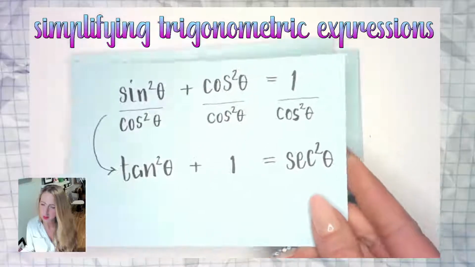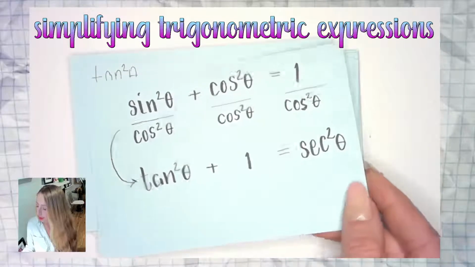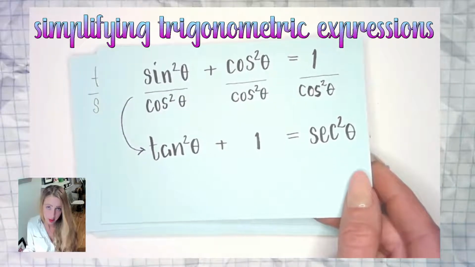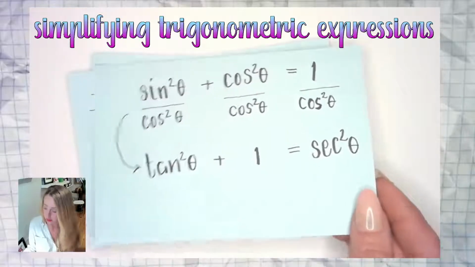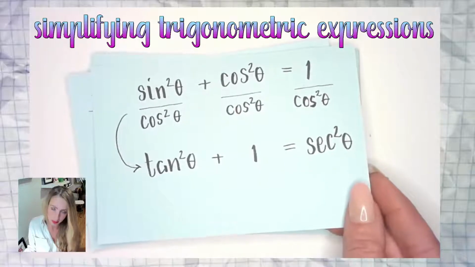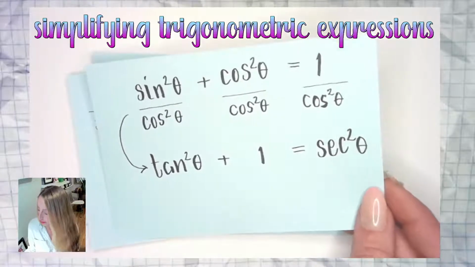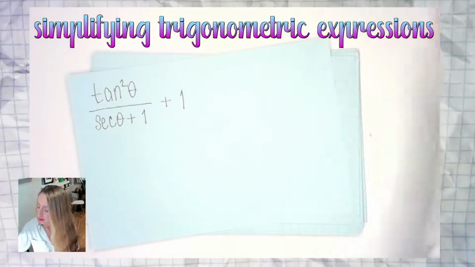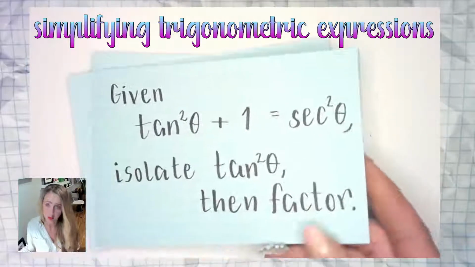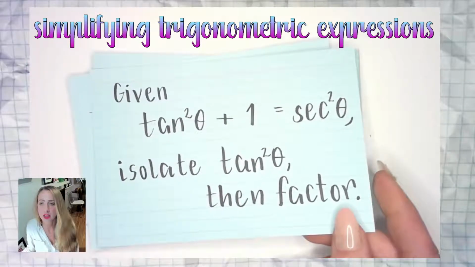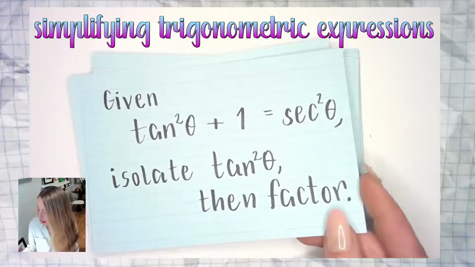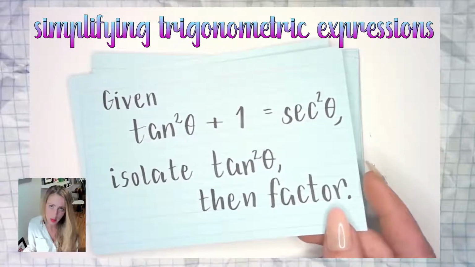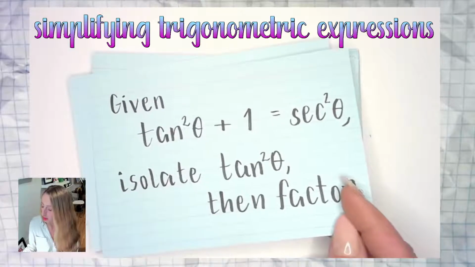So hopefully this is something we are all pretty good at figuring out, or that we know by heart and have memorized. I think it's more beneficial that you know how to figure it out than it is to straight up memorize it, but let's go for 50-50, right? So now that that's done, here's another card I made for a study set. Given tan squared theta plus 1 equals secant squared theta, which is our Pythagorean identity, isolate tan squared theta, then factor. So what would that look like?